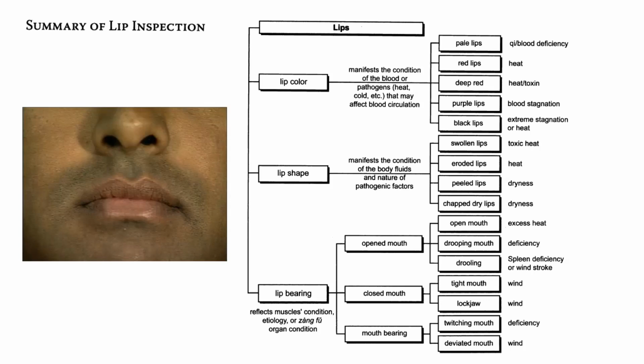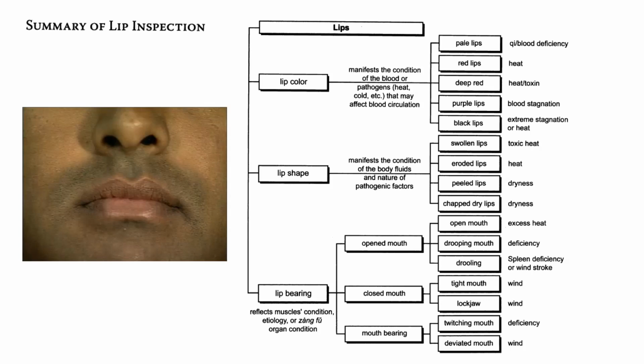Next, we have lip shape, which manifests the condition of the body fluids and the nature of the pathogenic factors. So in its pathological changes, if there is swollen lips, it indicates toxic heat. If the lips are eroded, it indicates heat. If the lips are pale, it indicates dryness. And if the lips are chapped and dry, it also indicates dryness.